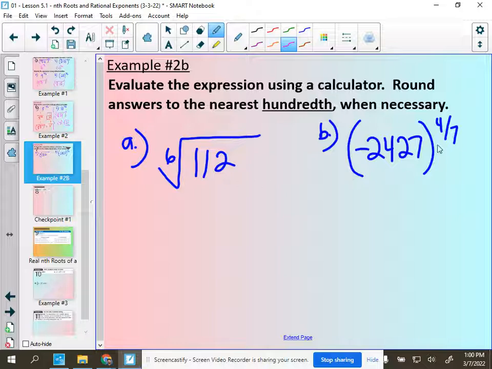That we can take something to the 4/7 power. So make sure you've got your calculator. I'll let you know what these are. I'm going to crunch them myself. I don't have them written down.